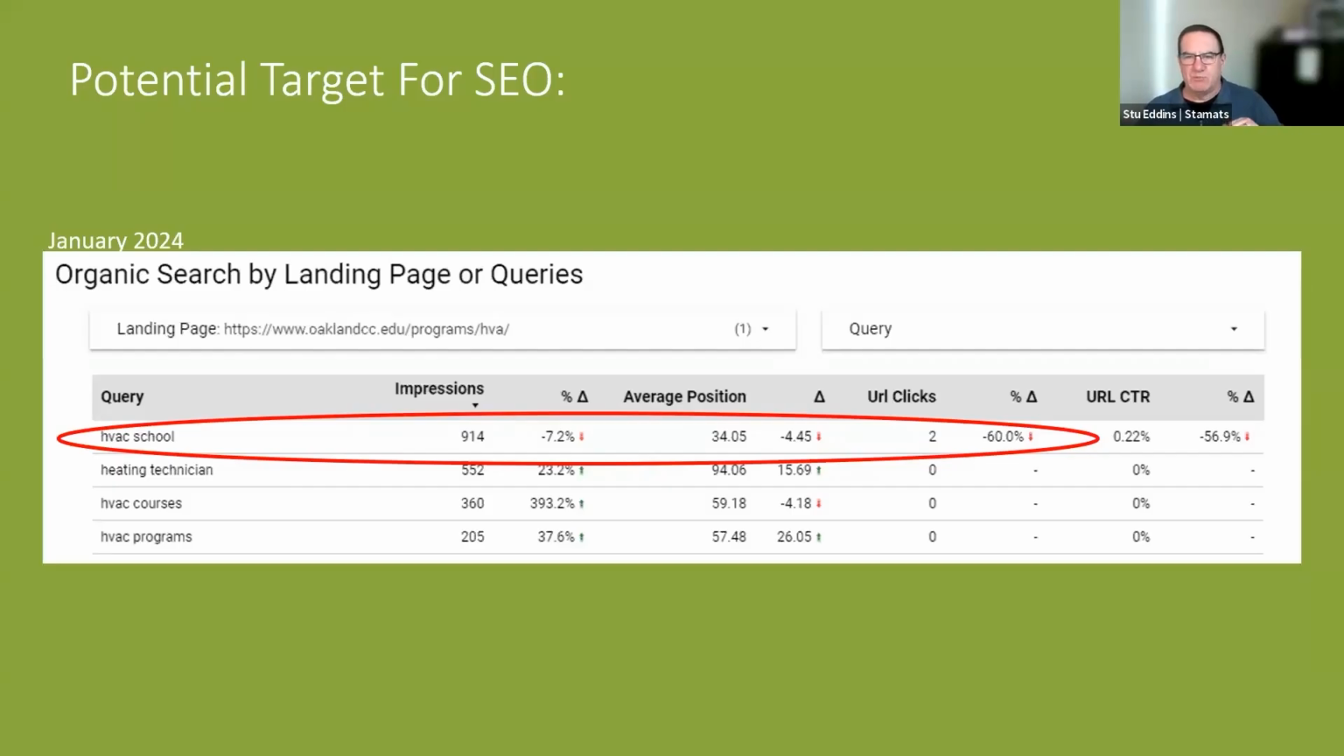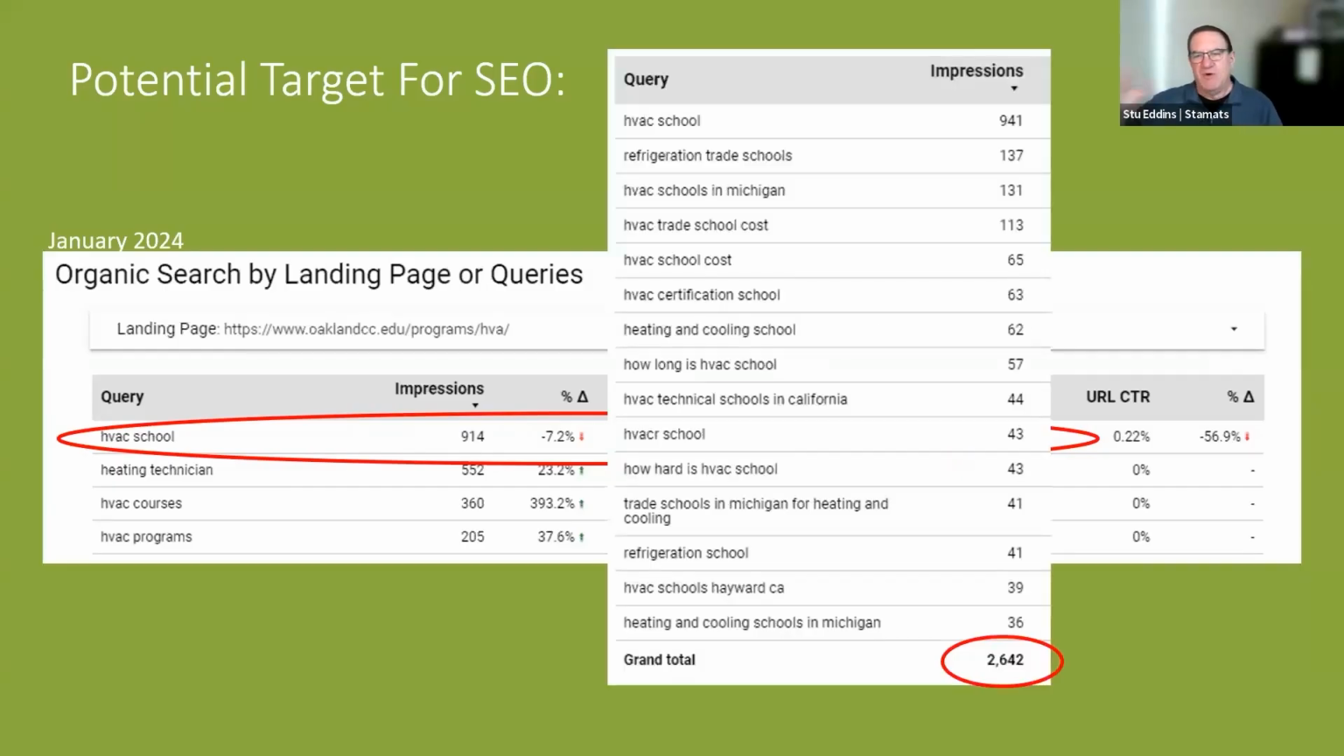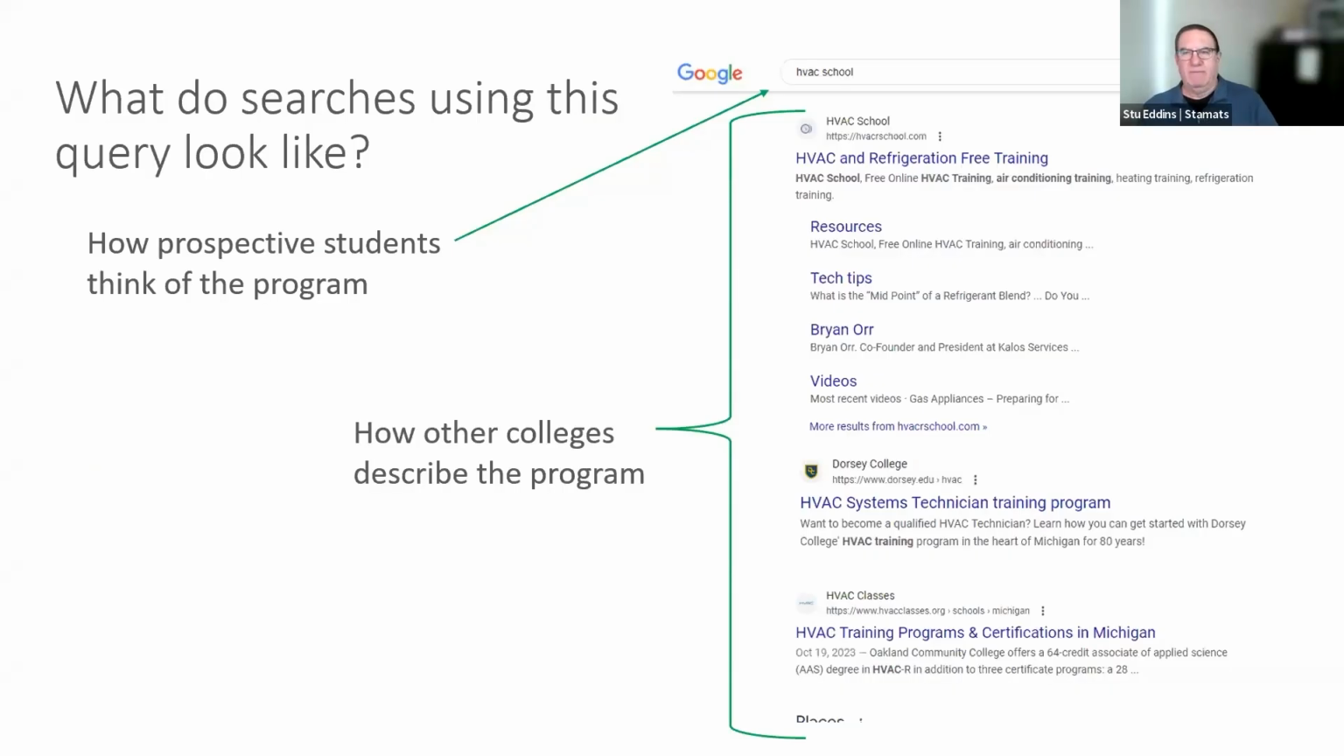HVAC schools is pointed out as perhaps a winner. Well, here's the problem. If we're not solving for that, we're leaving 2,642 searches on the table that we're not in front of. So how about we find out if this is a term useful to us? We also need to look at it and say, okay, that's the search term. What does it look like in search? Does the search term get used? Yes, we know that. How do prospective students think of this program? They put that term in. Who is present for the results?